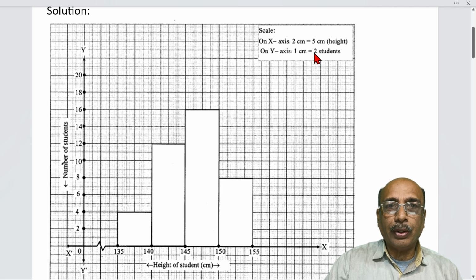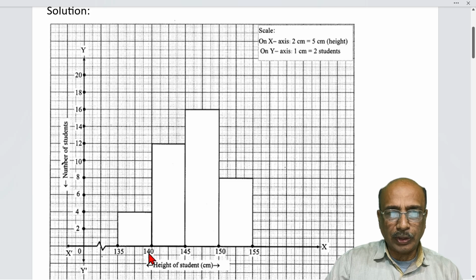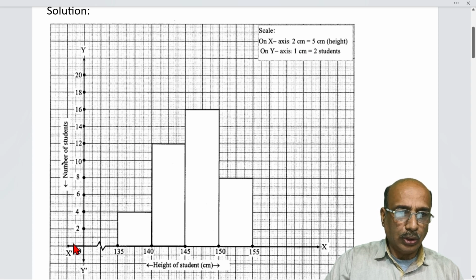When we are drawing the histogram, on the x-axis we take the scale 2 centimeter equals 5 centimeter height. So 135 to 140 is 5 centimeter and 140 to 145 is again 5 centimeter. On the y-axis, 1 centimeter equals 2 students, as the frequency is given in multiples of 2 here.